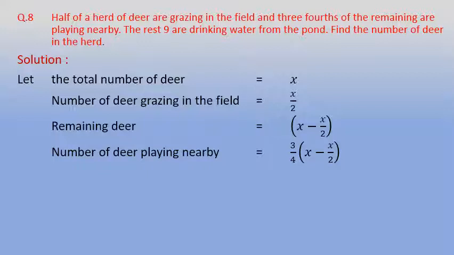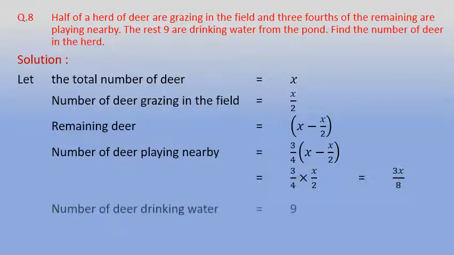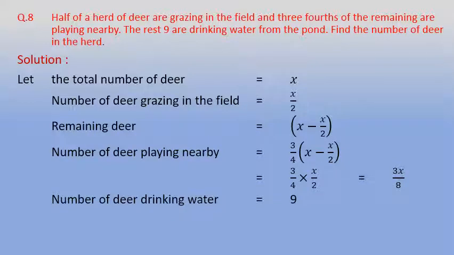Number of deer playing nearby is 3/4 of the remaining. So 3 by 4 of (x minus x by 2). Now you can solve this one. x minus x by 2 gives LCM 2. So after solving we get (2x minus x) whole divided by 2, that is 3 by 4 into x by 2 equal to 3x upon 8. And the rest 9 are drinking water from the pond. So number of deer drinking water equal to 9.